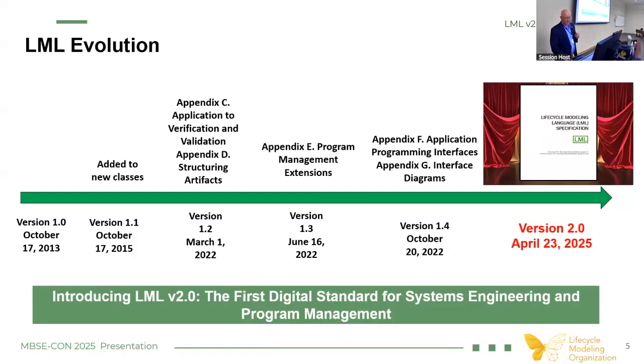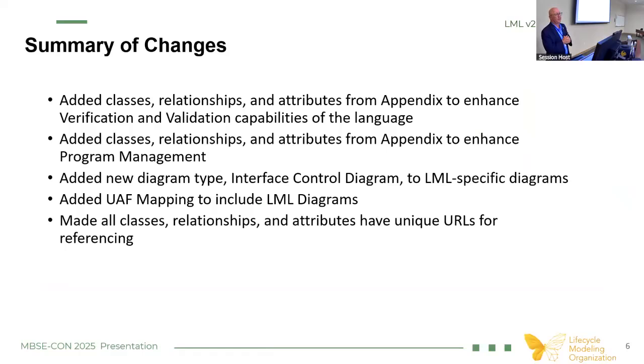Version 2.0 you can access a couple different ways. If you want a PDF, you can have it in PDF. If you want to look at it in a tool such as InterSlate, you can do that. And I believe, Steve, you're going to share that. So Steve has a presentation there. So what we did, we added some classes and relationships. We had a new diagram type. We did a mapping of the Unified Architecture Framework to LML diagrams. We already had the mapping from DoDAF, as Kevin mentioned, to LML diagrams. That was back in version 1. But we now have the mapping to the Unified Architecture Framework.